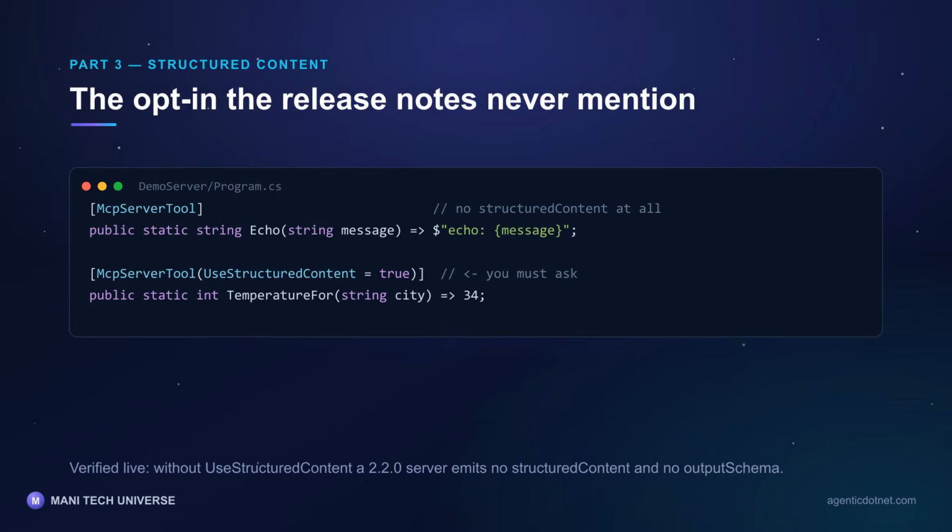Now, structured content. The release notes will tell you that non-object results now come back as raw values instead of being wrapped. That is true, but it is only half the story, and the half they leave out will waste your afternoon. By default, a 2.2 server emits no structured content at all. None. You get a text block and nothing else. You have to opt in per tool with use structured content equals true. And notice this is per tool, not per server. Miss it on one tool, and that tool just quietly stops returning structured output. No error, no warning. It simply does nothing, which is a very annoying thing to debug.